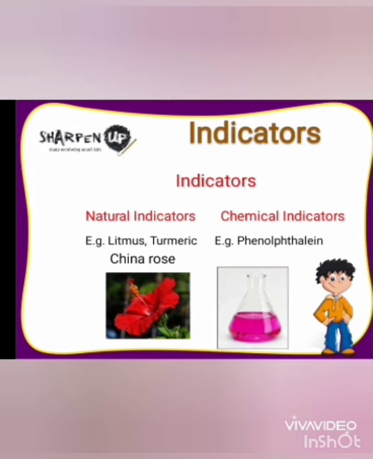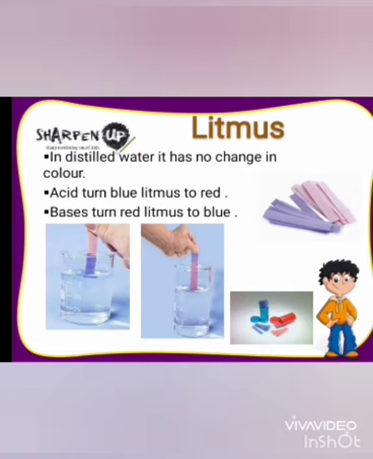Some indicators that are prepared from flowers, roots, stems and leaves are called natural indicators. These indicators can be prepared from the colored parts of the plant by boiling them in water for some time and straining them. Now, the indicators that are prepared in the laboratory by using dyes and some other chemical compounds are called chemical indicators. Example: phenolphthalein. Now, next we have is the litmus.